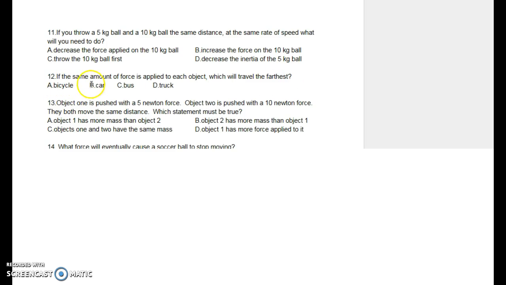Number 12. If the same amount of force is applied to each object, which will travel the farthest? Bicycle, car, bus, truck.